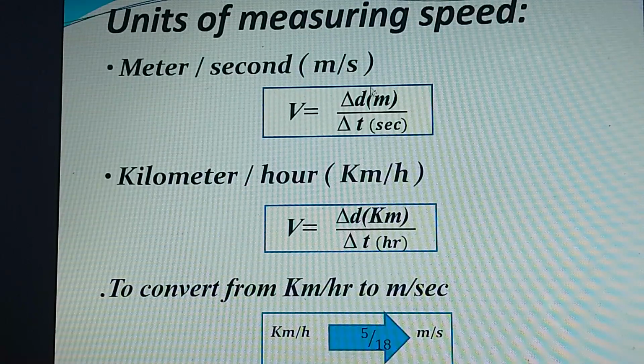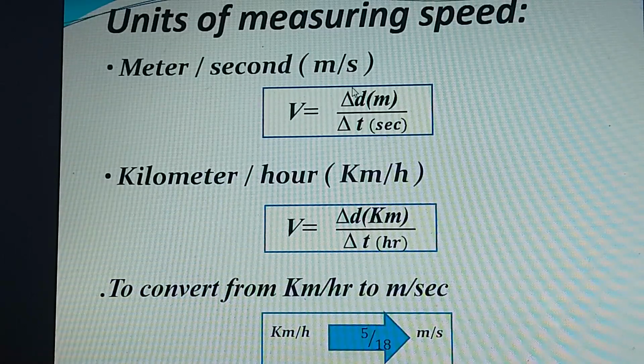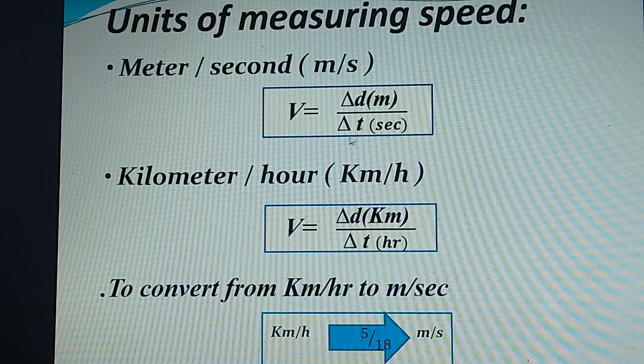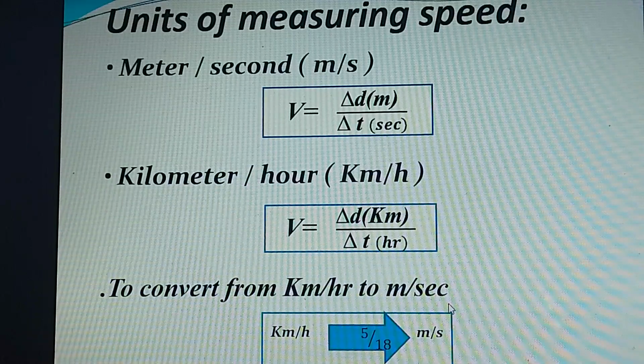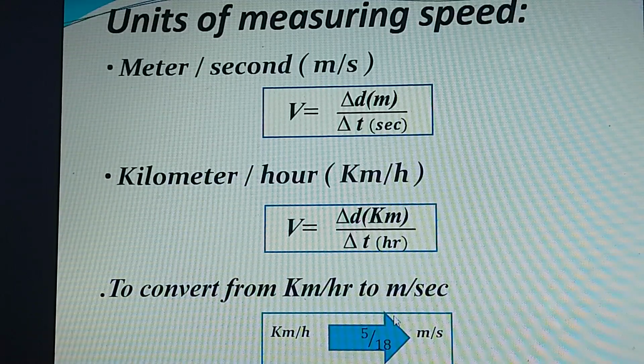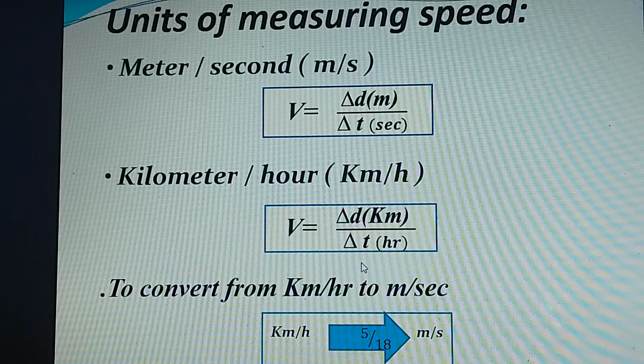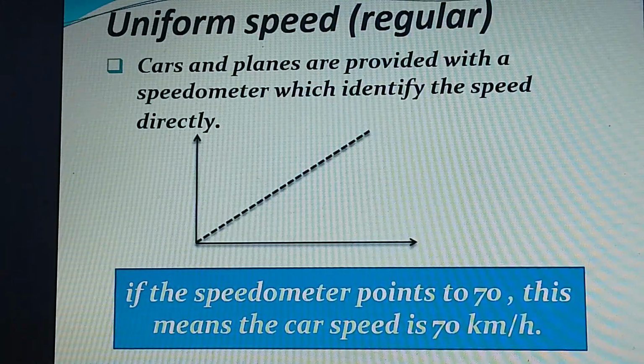Units for measuring speed: we can determine the unit by using the rule V equals D over T. D is measured by meter and time is measured by seconds, so meter per second, or kilometer per hour. To convert kilometer per hour to meter per second, a kilometer equals 1000 meters and an hour equals 60 times 60. Dividing, 1000 over 60 times 60 equals 5 over 18. Take care in problems, because sometimes they give one value in kilometer per hour and the other in meter per second.